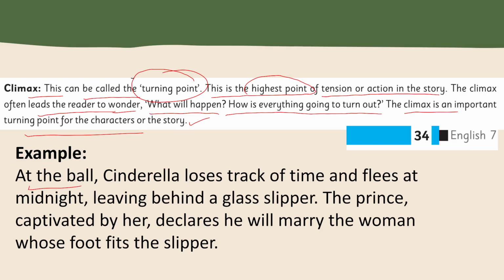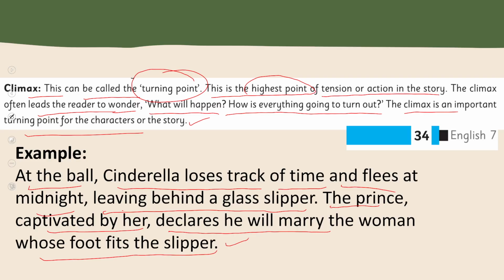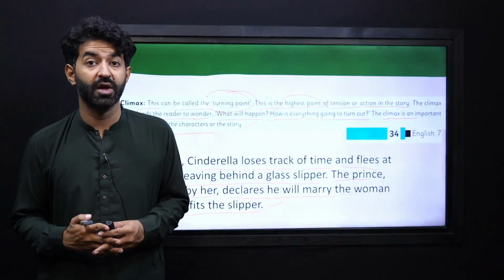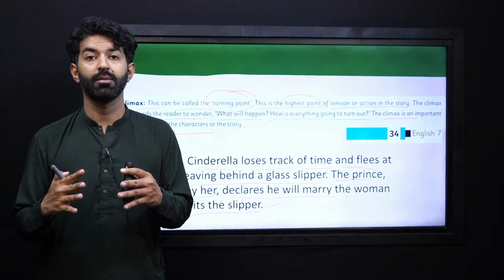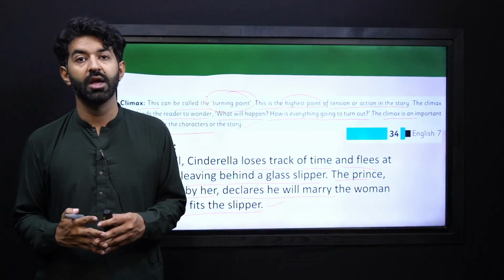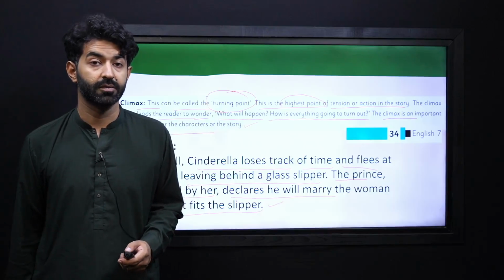So at the ball, Cinderella loses track of time and flees at midnight, leaving behind a glass slipper. The prince, captivated by her, declares he will marry the woman whose foot fits the slipper. So now we start asking questions when we are reading the Cinderella story. It is the peak time and the most interesting part of the story, and it is also a climax.